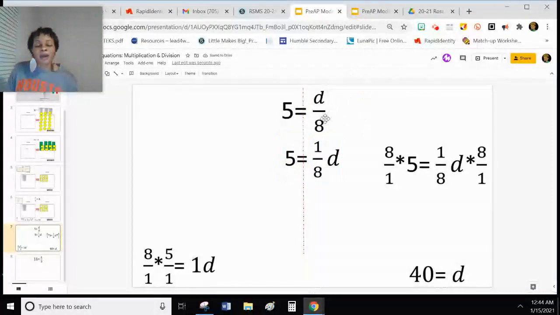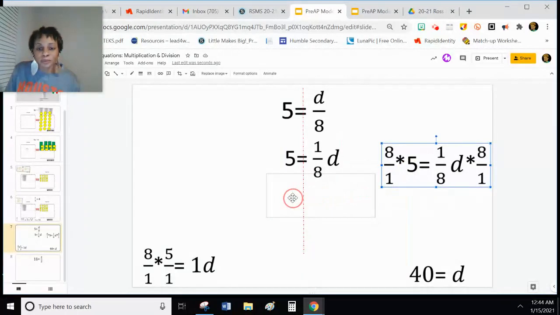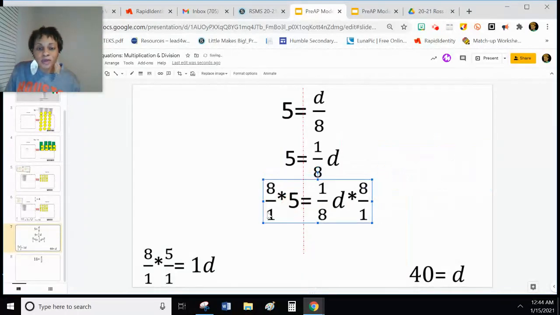So d divided by 8 is actually 1/8 of d. Okay, so 1/8 of d. I see that that is a fraction bar. That's division. I want to do the opposite of division, which is multiplication. So to get d alone, because he wants to be isolated, he wants to be alone, you have to multiply both sides by the reciprocal of 1/8, which is 8 over 1. So here in our next step, you see 8 over 1 times 5 is equal to 1/8 d times 8 over 1. Again, if I multiply these together, 1 times 8 is 8. 8 times 1 is 8.